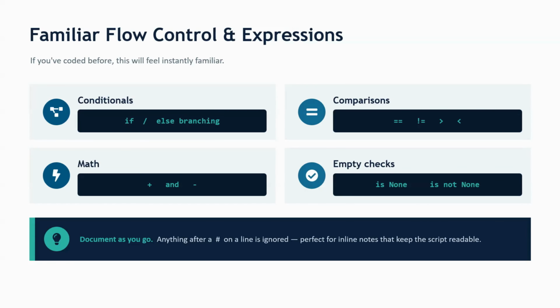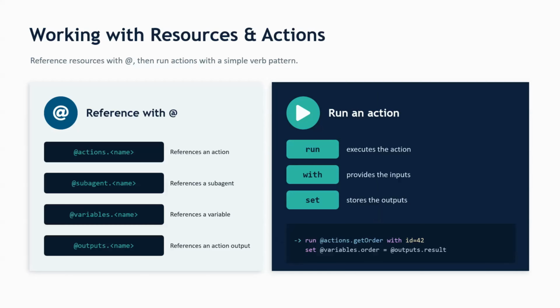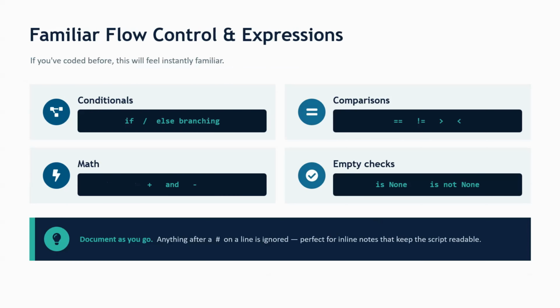How about flow control and expressions? This is all part of the deterministic logic element, whatever we talked about previously, like accessing the resources and actions. Now if you want to do branching, you can use if else. If you want to use comparison, like equal to, not equal to, greater than, less than. Similarly, you can use plus and minus for math operations, and you can do empty checks, like whether a variable is empty or not empty. Is none and is not none are used.